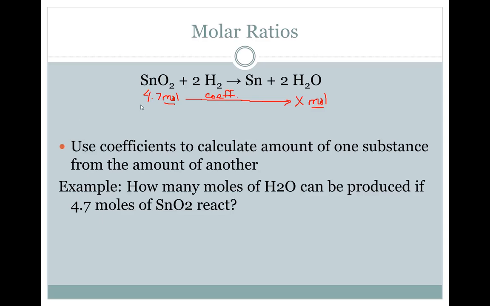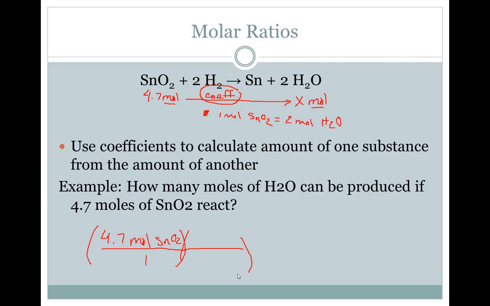And then once you figure out how to relate the two, once you figure out how to convert, this will be a conversion factor. So for every 1 mole of SnO2, we can make 2 moles of water. We then put this into our dimensional analysis equation. Put the number we're starting with over 1, so 4.7 moles of SnO2. If you have yet to do so, make sure you actually write down what compound you're talking about, because if you don't, you're going to be confused because we're switching compounds in this process.